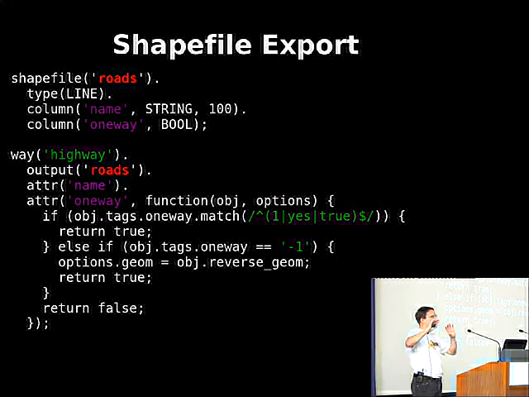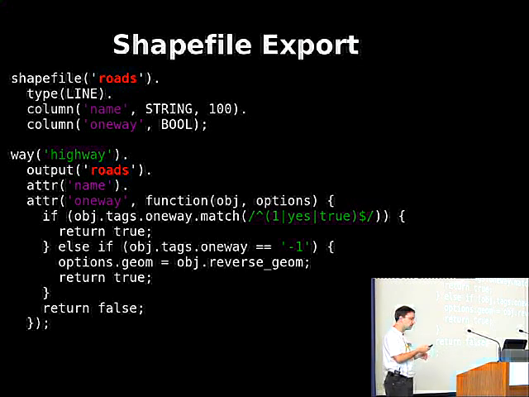You don't then have to write the callbacks yourself, but you just define a rule that says every way which has a tag highway, you want to put output into the roads layer. The name tag should end up in the name column in your shapefile, and the one-way tag, you do some more complicated things. So it sort of does the easy stuff for you. If you just want to have this tag should end up in this column in your shapefile, it just does that for you. And if you want to do something more complicated, you can also do that.